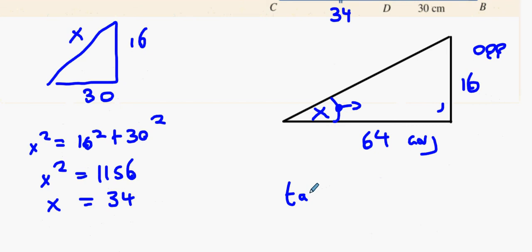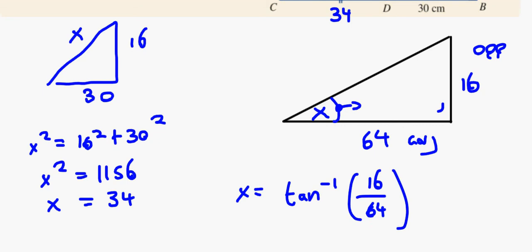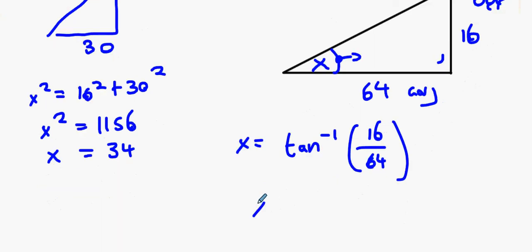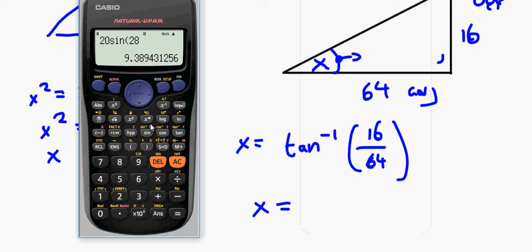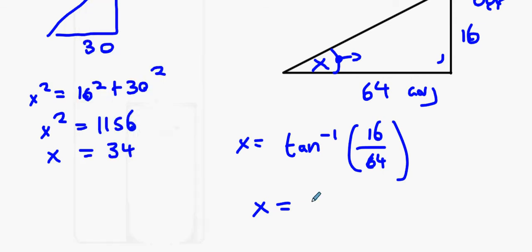Okay, so would everybody agree that X should therefore equal tan inverse 16 over 64? I reckon it's going to be a small angle, somewhere in the 10 to 15 degree margin. I don't know, to be honest. Go on, let's figure it out then. 14. Is it? Brilliant. Didn't think it'd be that close. Yeah, 14 degrees. 14.03.